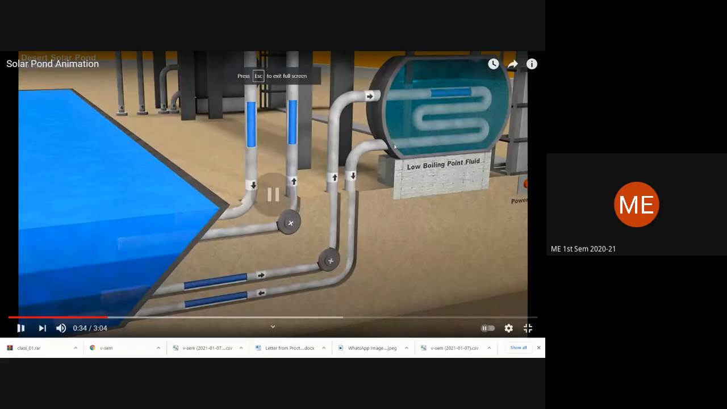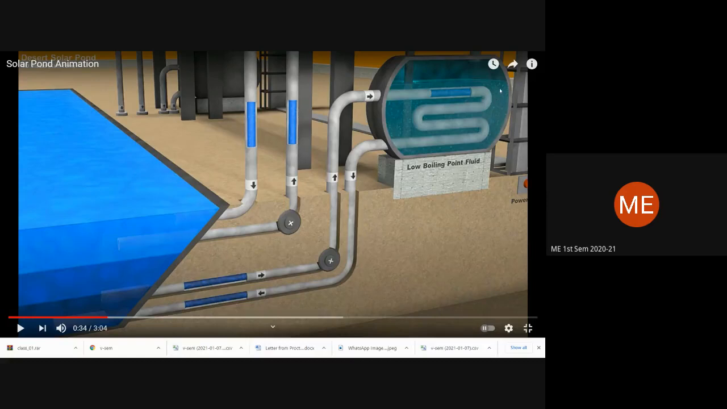Can you see? The hotness of the fluid flowing in the pipe will be taken by this fluid, called an organic fluid, which will boil as early as possible, reaching 40 to 50 degrees centigrade. It starts boiling. So here at the top surface, we will get evaporated steam of this organic fluid.